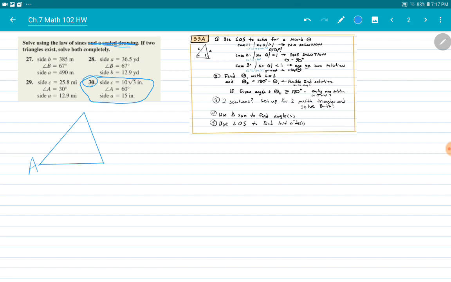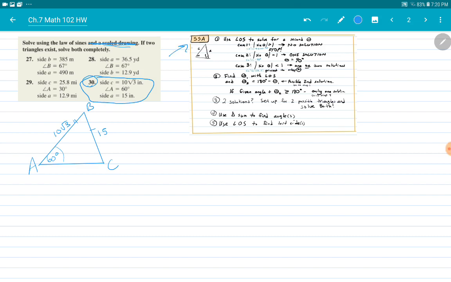Let's see, A, B, and C. So we're told that this is 60 degrees. A is 15 inches. C is 10 radical 3. And you can see my scale is definitely wrong because C is longer than B. So here we have a side-side angle situation.